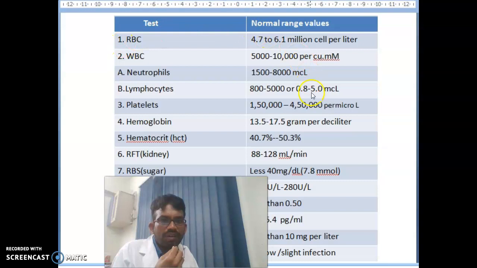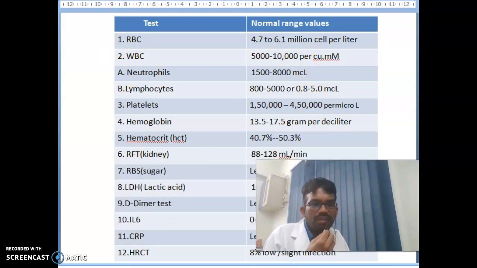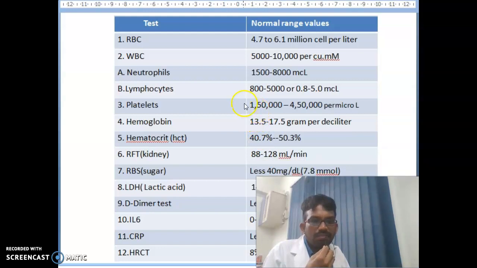You can understand the final table. Keep the RBC normal range in your mind, and you can easily access any report.